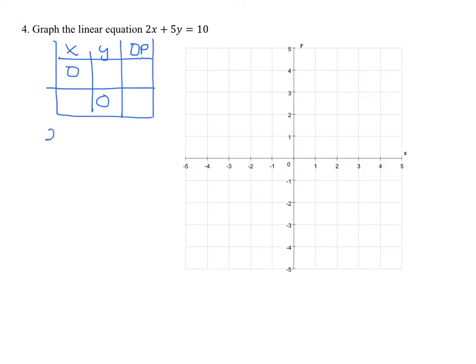So we're going to get 2x plus 5y is equal to 10. So I'm going to put 0 in for x. So 5y equals 10, y equals 2. So the ordered pair is 0, comma 2. Let's graph that. 0, comma 2 is right here.